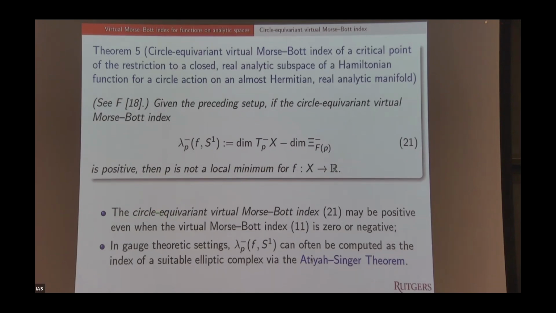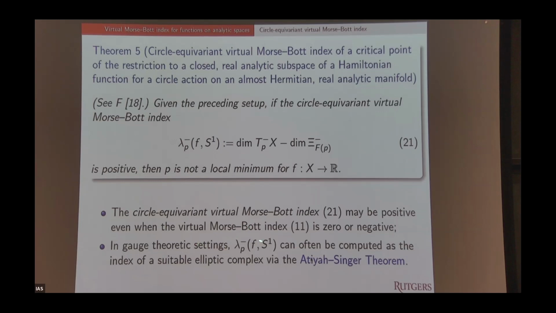So this circle-equivariant virtual Morse-Bott index is a refinement of the previous one, though that's easier to explain. It may be positive even when its simpler cousin is zero or maybe even negative. The other significant thing about this difference of terms is that these differences of dimensions can, in gauge theory settings, be interpreted as differences of dimensions of cohomology groups that arise in elliptic deformation type complexes for gauge theory equations. So projective vortex equations, Higgs monopole equations, and so on.